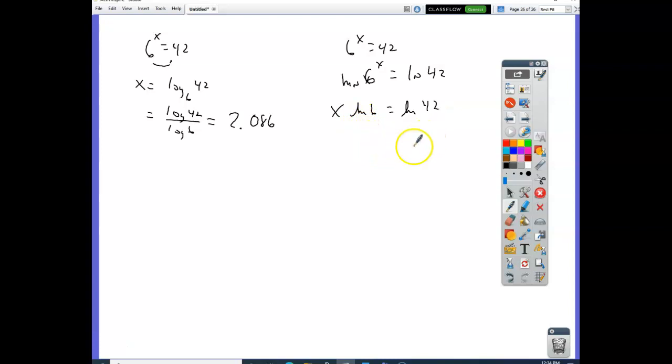Plug it in. I could do that. Or I could divide it across first. Let's do it. I am not saying you're wrong. That is not wrong.